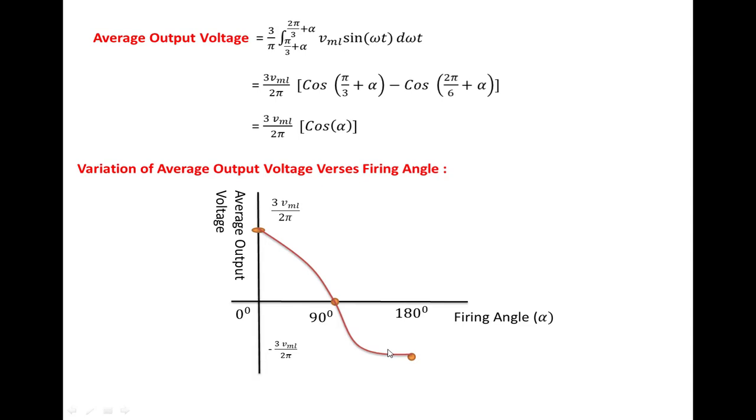So from this diagram, you can say very easily that for a firing angle less than 90 degrees, the average output voltage is positive. For a firing angle more than 90 degrees, the average output voltage becomes negative. So if you maintain the firing angle less than 90 degrees, the converter will be acting as a rectifier. If we maintain the firing angle more than 90 degrees, the converter will be acting as an inverter.